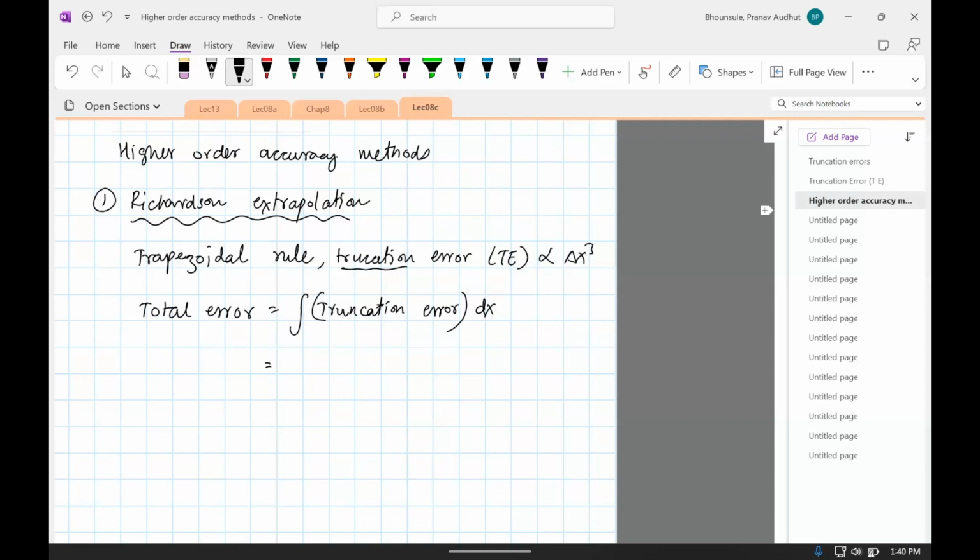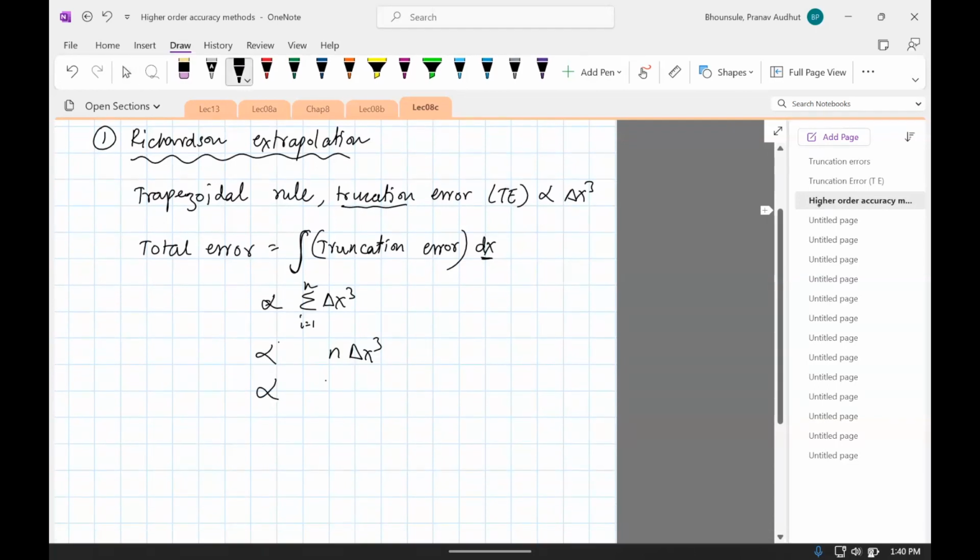Now, the reason why they're different is because of the integral. So if the truncation error is of the order of delta x cube, then this dx, since this integral is nothing but a summation, right? We can write this as, everything is approximate, proportional to n times delta x cube, where n is the number of intervals, but n is, let's put a and b here, b minus a divided by delta x, right? Delta x cube. That's the definition of delta x.